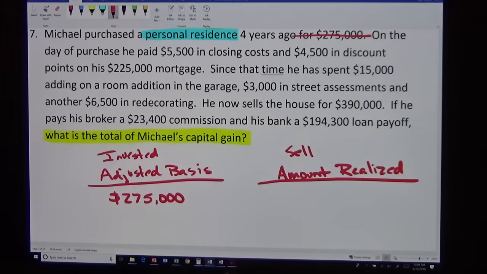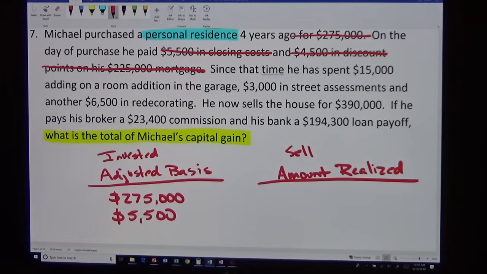On the day of purchase, he paid $5,500 in closing costs. Okay, so that's money we've invested. He also paid $4,500 in discount points. Now the thing of it is, with capital gains, we don't care about loans, and therefore we don't care about any expenses that are related to loans. Well, discount points are a loan-based expense, so we're just going to eliminate the discount points and the $225,000 mortgage, because mortgages don't matter when we're calculating a capital gain.